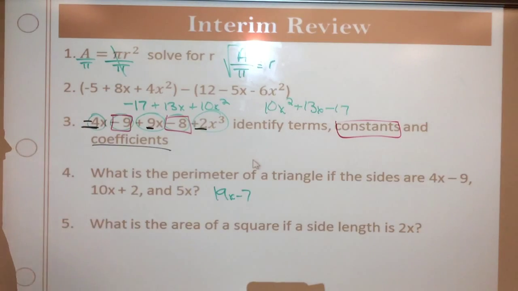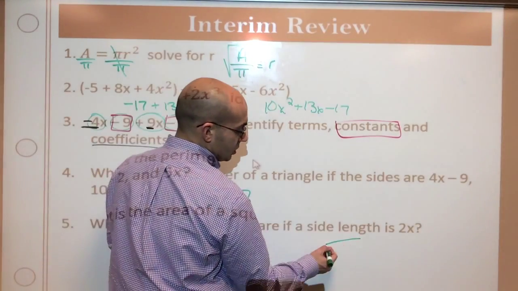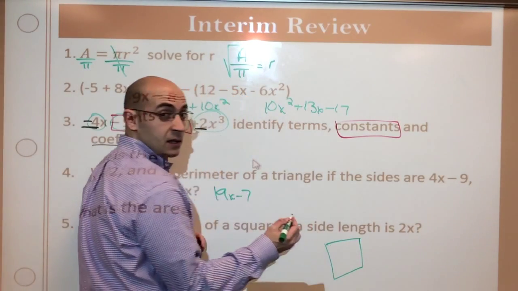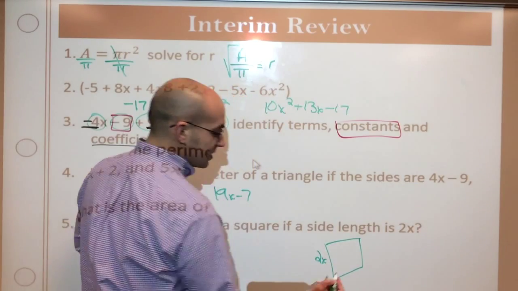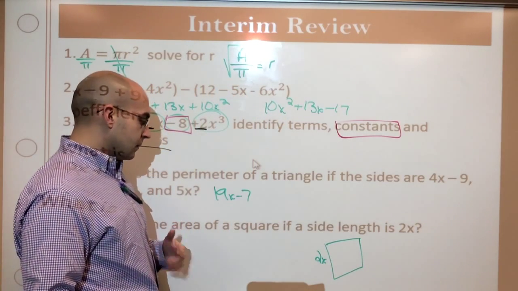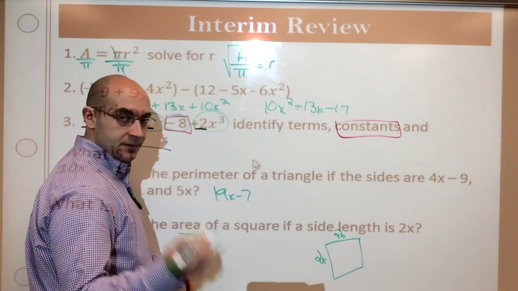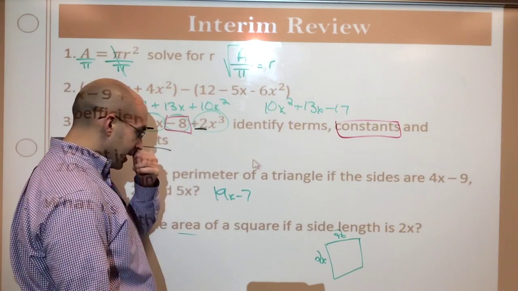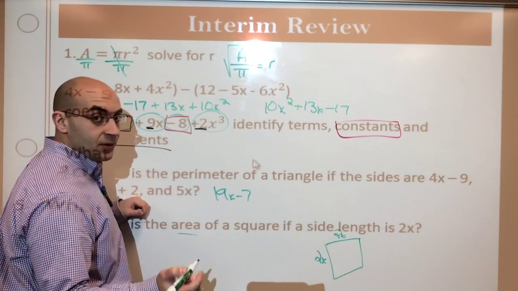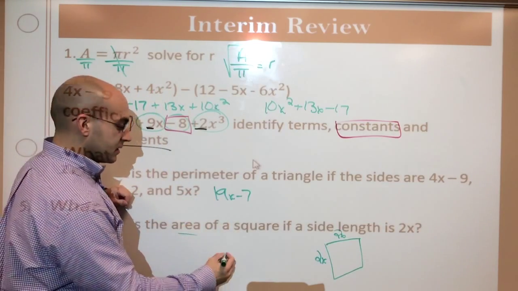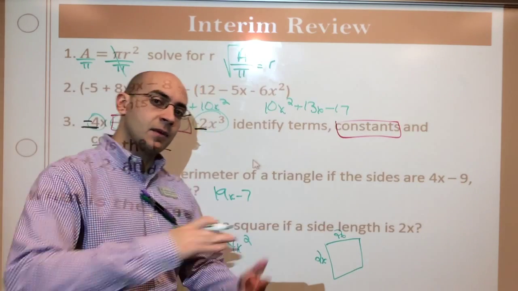What's the area of a square if a side length is 2x? Well, if you're not really too sure, just draw a square. Wow, that's bad. Let's just say one of those lengths is 2x. I want to know the area, so I have to do length times width. Be careful with the x, though. We've done this a couple of times, right? 2x times 2x is not 4x, and that was even on your first test. The answer is 4x squared, because the x variables have to get multiplied.